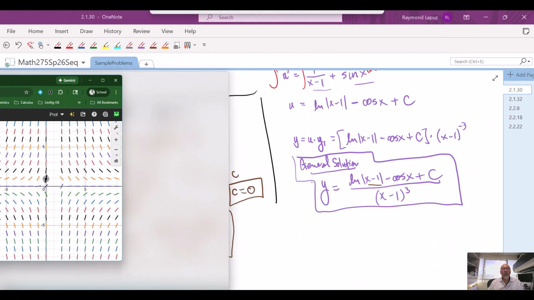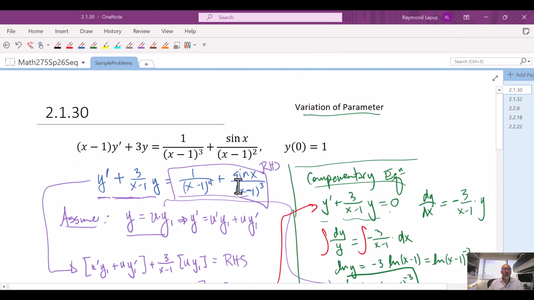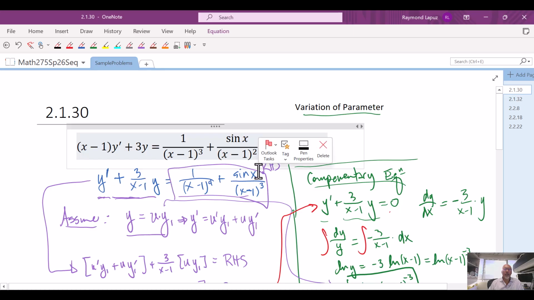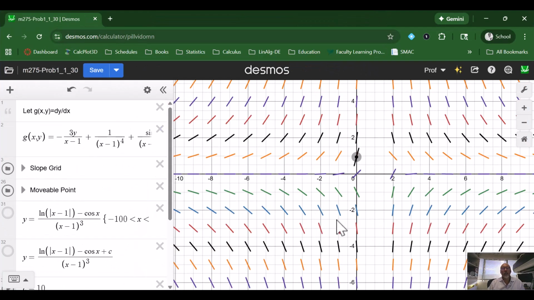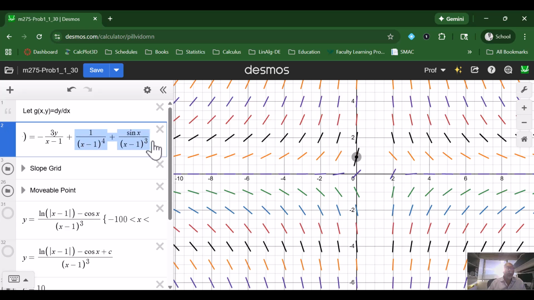Remember, to draw the slope fields, you have to go a step further in your equation and not just solve for the y prime with the y, but actually solve for the y prime by itself. So if you solve for the y prime by itself, you get this right-hand side, and then you need to also subtract out this portion of your expression. So we have this negative 3y over x minus 1, and then this whole thing constitutes the right-hand side after we divide it by x minus 1. So this is the slope field that we get.